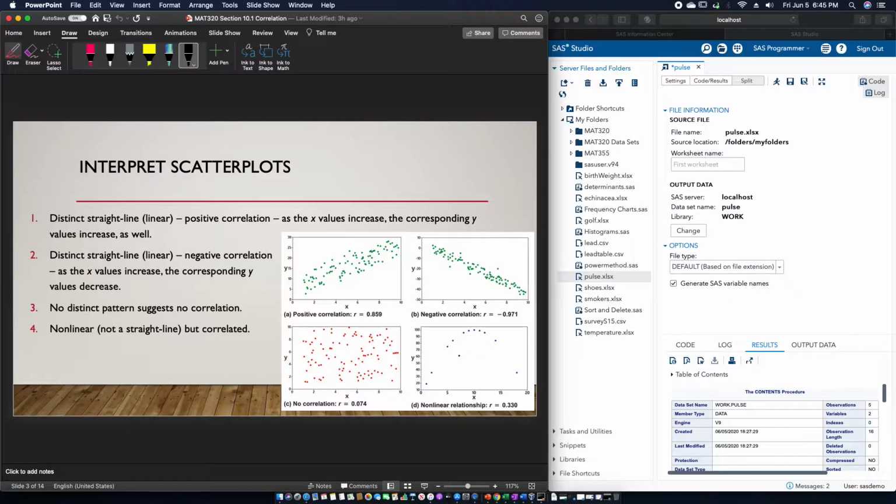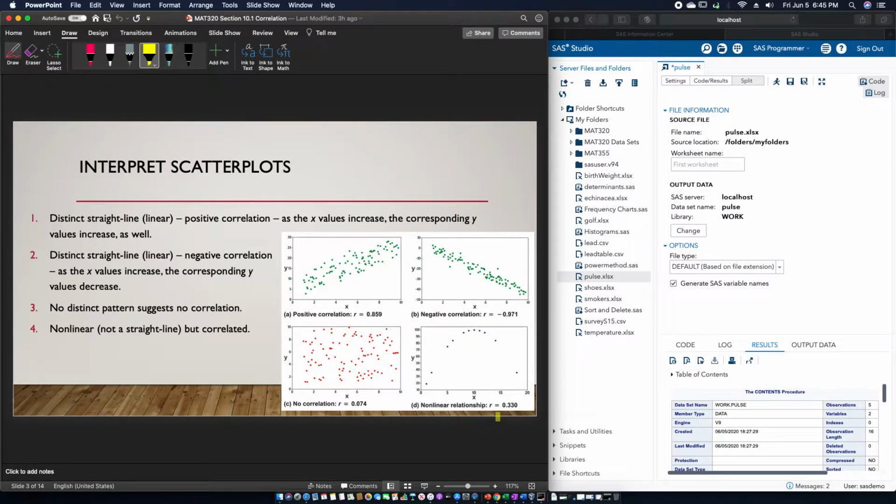Letter D here is nonlinear, which just refers to not a straight line, but it is indeed correlated. You can see the type of graph here. This appears to be a quadratic relationship, as opposed to a linear relationship. It does give a correlation coefficient of 0.330.